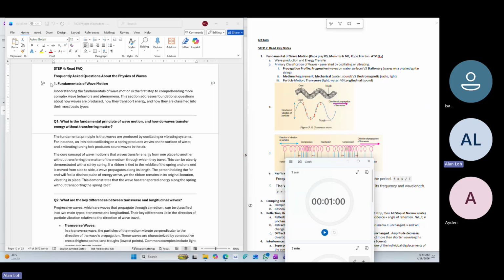Let's read from this fundamental of wave motion until itself for 1 minute. Let's start now.